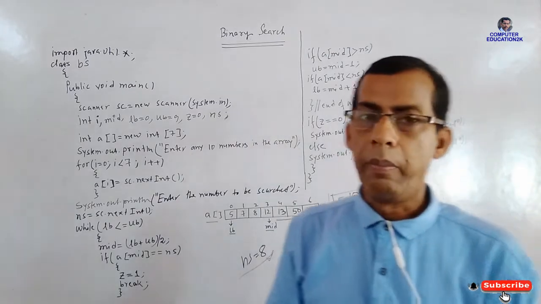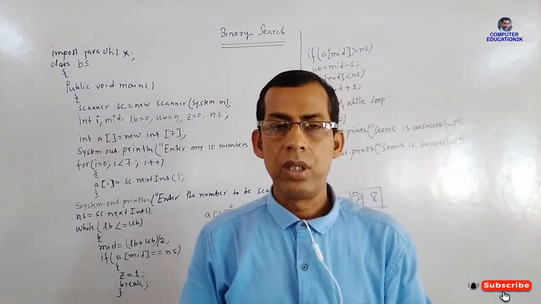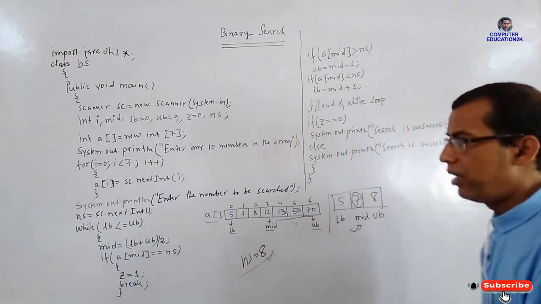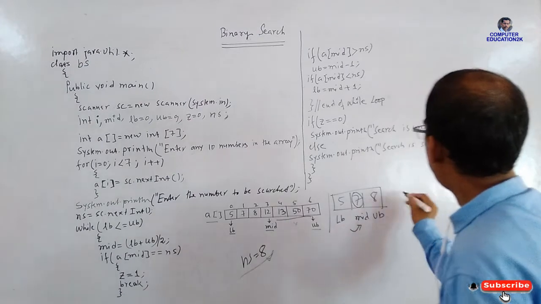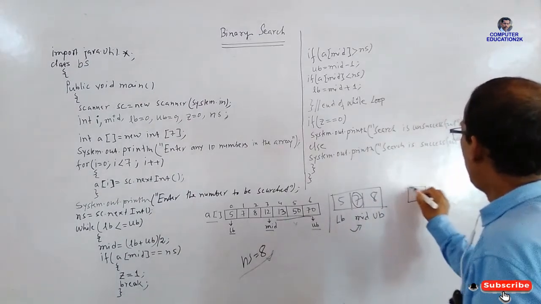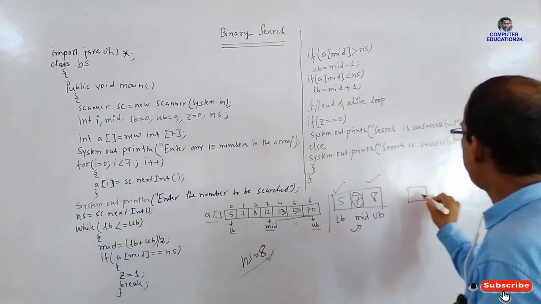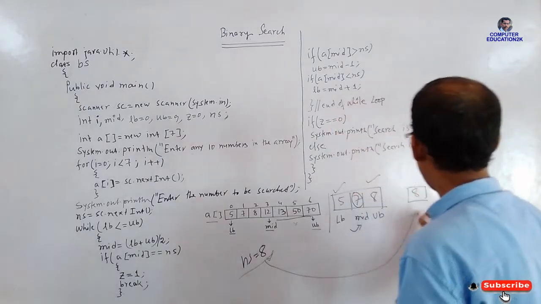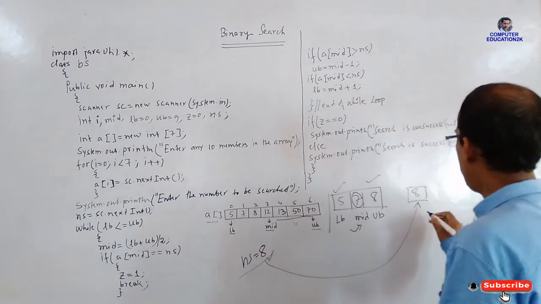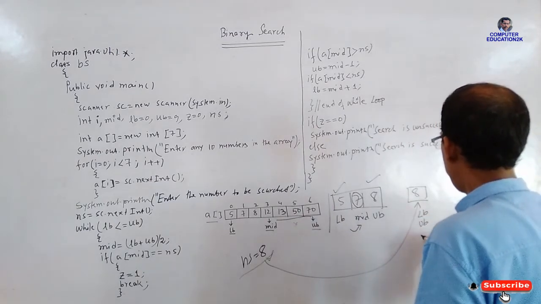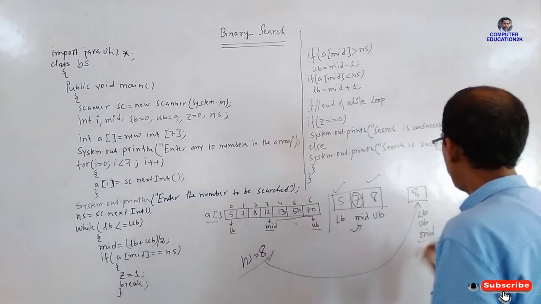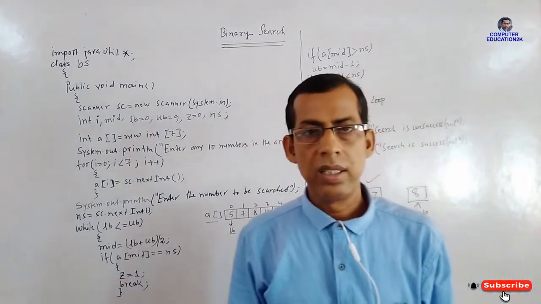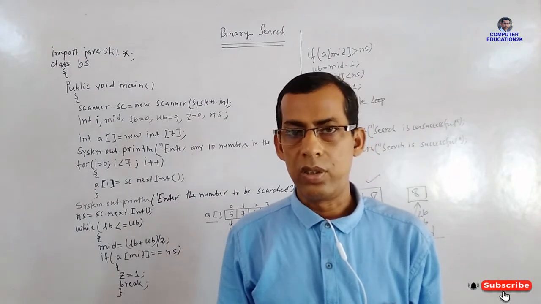As the mid value of the array is smaller than 8, obviously you will take this part. One part is this, one part is this. Obviously you will take the part at the side. Now the computer will again go and find here. Now this is the only lower bound, the only upper bound, and the only mid. So now you got the number 8, and if you get the number 8, the computer will say search is successful.